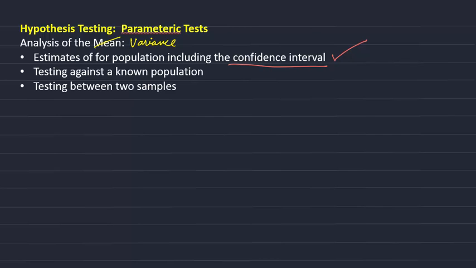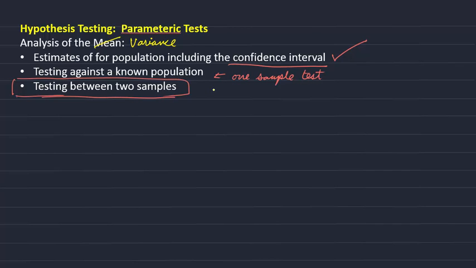This is the last of a series of videos on hypothesis testing using parametric tests, and we know now how to estimate the variance of a population and define its confidence interval. We also know now how to do a one-sample test of variance against the variance of a known population. In this video, we'll talk about how to test differences in variances of two sampled populations.